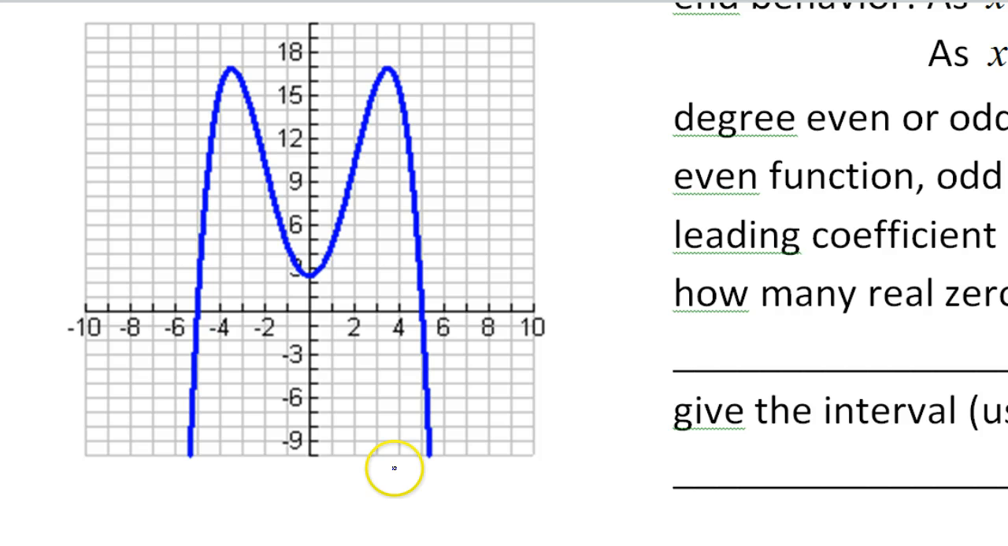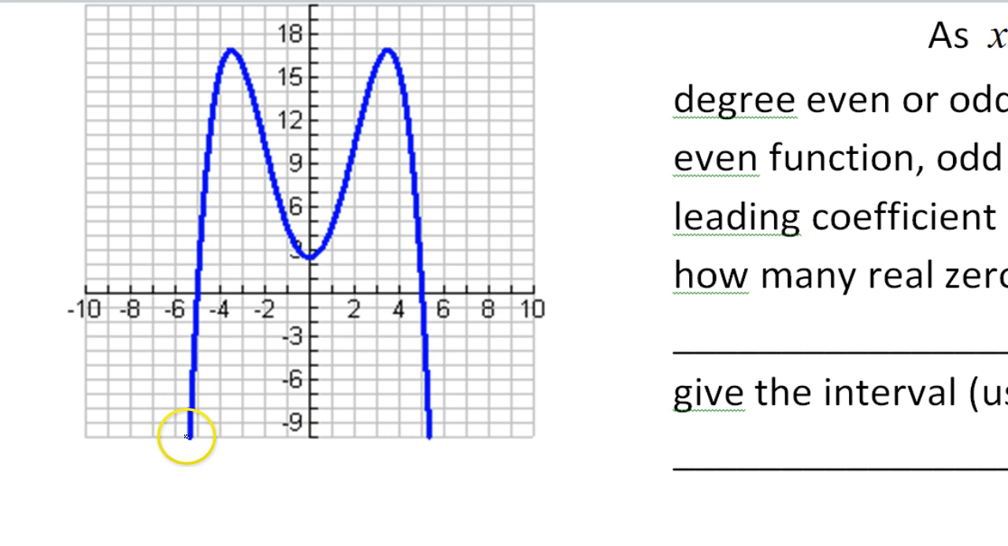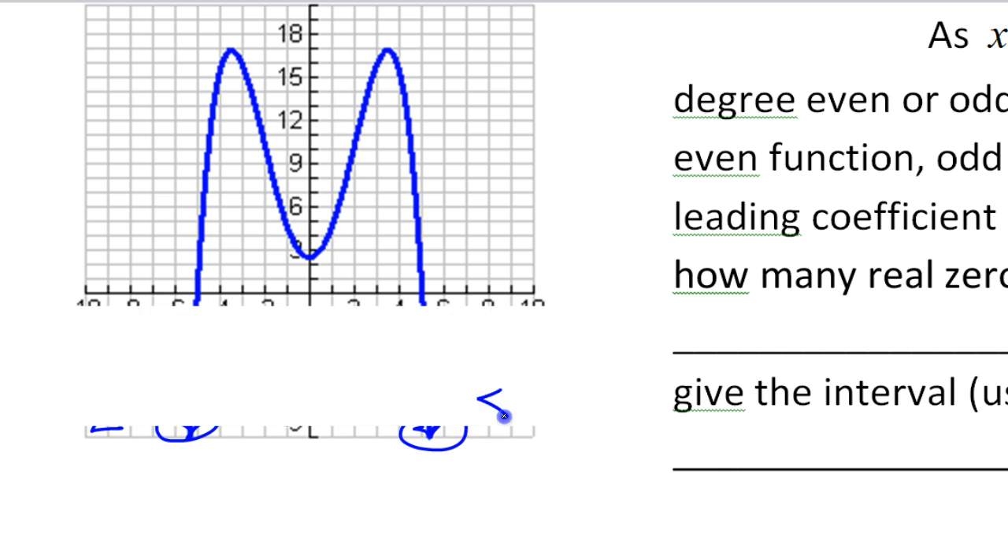Yeah, so end behavior is what's happening on the ends of this graph. What's happening on the left side, because over here this is the left, and what's happening on the right-hand side. Over here this is the right.